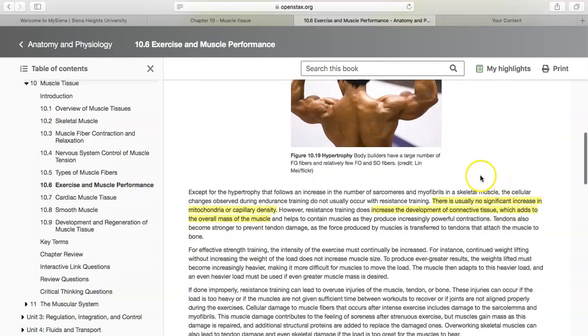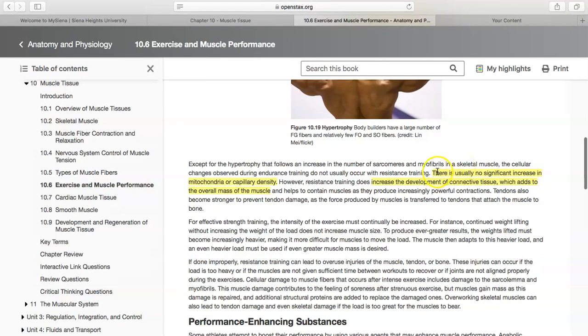What else is interesting here? There's usually no significant increase in mitochondria or capillary density. So instead of these endurance exercises where you are increasing mitochondria and capillary density, that doesn't happen with this type of exercise. However, it does increase the development of connective tissue, which adds to the overall mass of the muscle and helps to contain muscles as they produce those really powerful contractions.